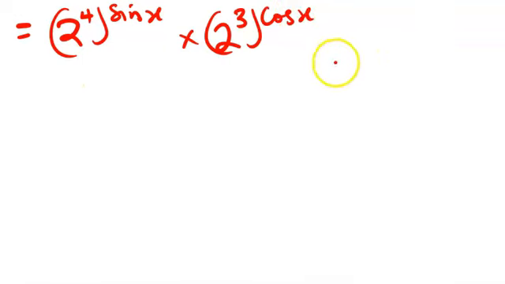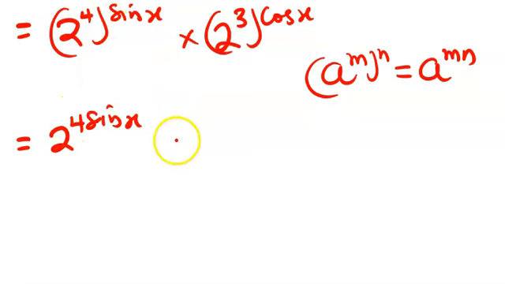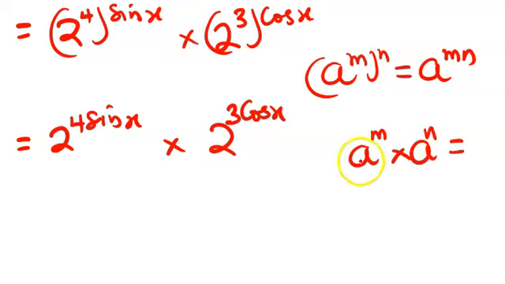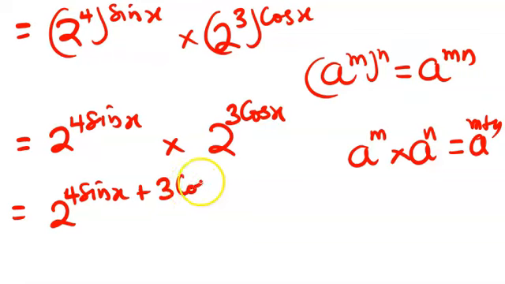Now from indices, a raised to the power m all raised to the power n is the same as a raised to the power mn. So this is equal to 2 raised to the power 4 sin x times 2 raised to the power 3 cos x. And from indices, a raised to the power m times a raised to the power n, if you are multiplying two indices, you add the exponents, m plus n. So this will be equal to 2 raised to the power 4 sin x plus 3 cos x.